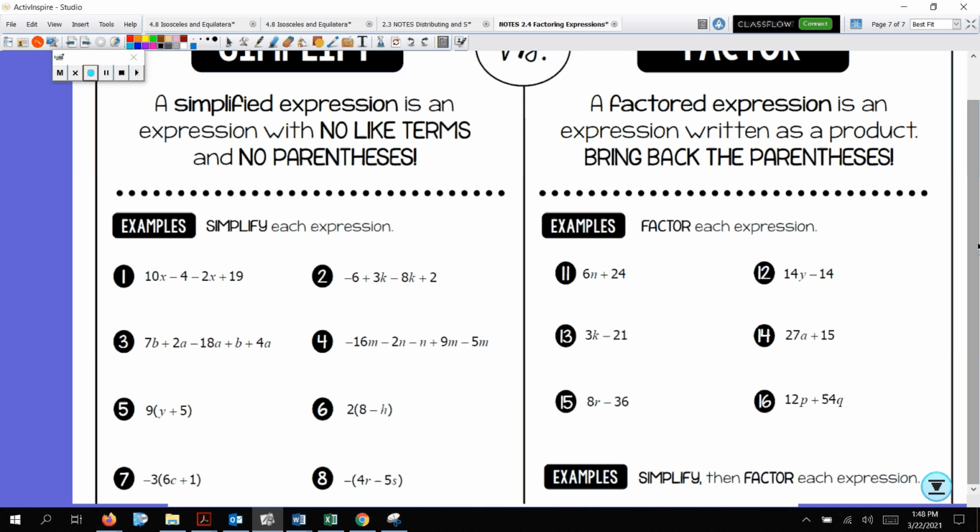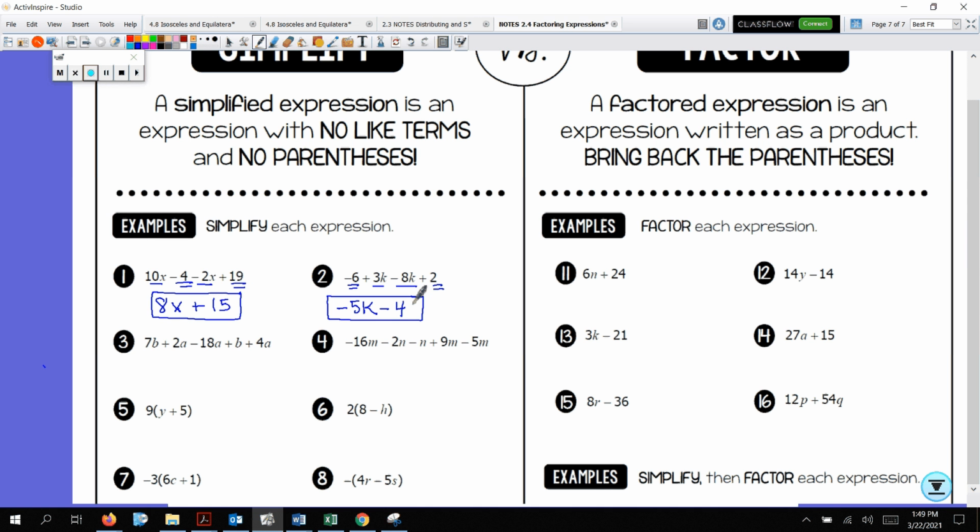So let's do the simplify first. What we need to do is combine like terms, right? 10x, negative 2x, that gives me 8x. Then I have negative 4, positive 19, that gives me positive 15. Number 2, I have positive 3k minus 8k, that gives me negative 5k. Negative 6, positive 2, gives me negative 4. And listen, if your mental math is a little rusty, please do not hesitate to use a calculator, okay? I'm okay with that. Oh, you know how I like to put my things in boxes.